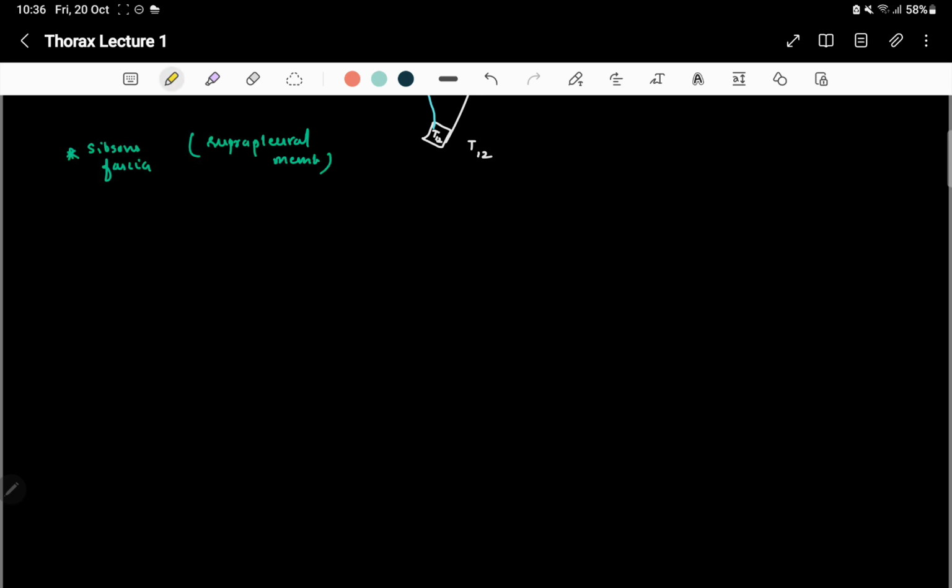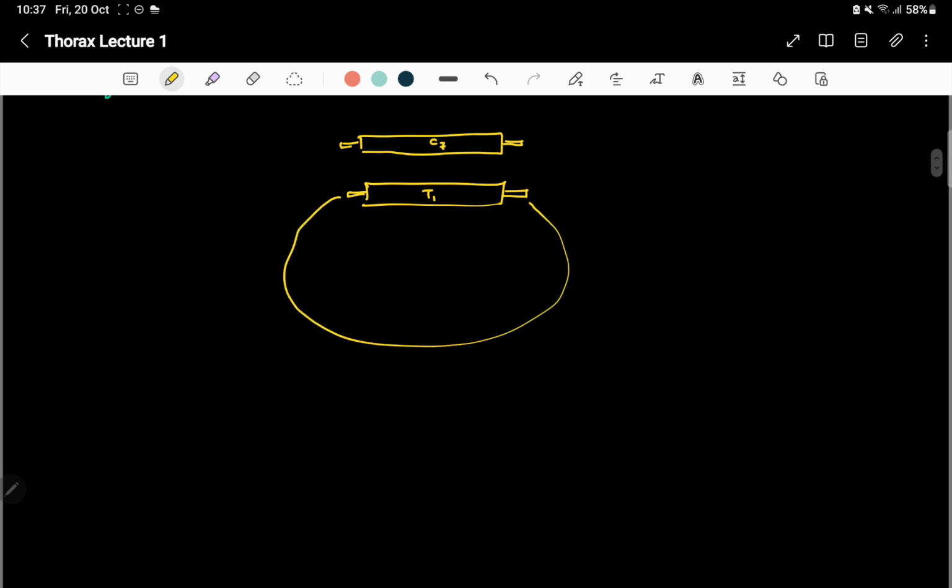Let's discuss it. Let's say this is your C7 vertebra. This is your C7, and here are the transverse processes of your C7. And let's say here is your T1 vertebra. Here is the transverse process of T1. And here must be your rib. Here is the first rib, and let's say here is the cartilage of that rib. This is your first rib.